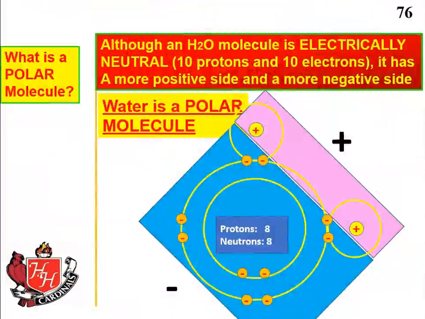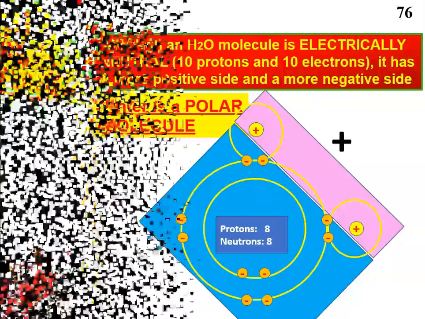So although H2O, water, is electrically neutral, 10 protons and 10 electrons, again, you can count the entire molecule, there's 10 and 10, it has a more positive side and a more negative side. So water is a polar molecule.